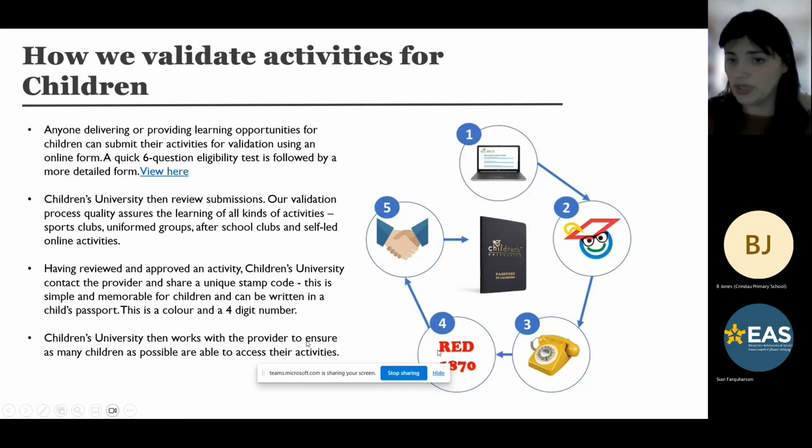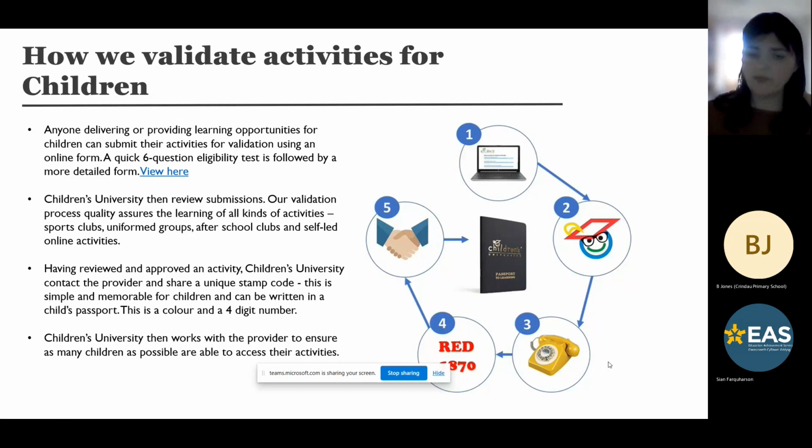That's step number 2, which is the review. So Sian or myself or whoever it might be will receive these submissions to the dashboard. We'll give it a good read, make sure everything makes sense and it's child friendly and it's all above board. There'll then be a conversation, which is number 3, with that learning provider. So quite often a Zoom or at least a phone call, just to discuss with them what Children's University is, hear more about their activity. And it's at that point, if they fit in with the guidelines, that we would give them their stamp code.